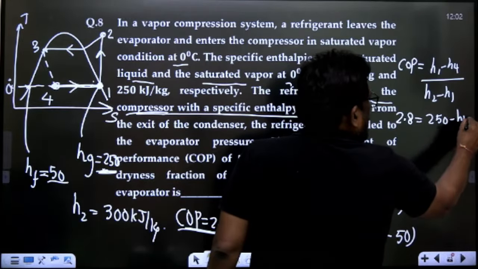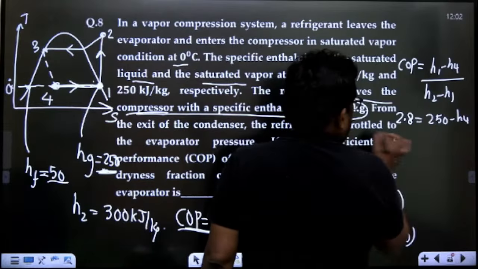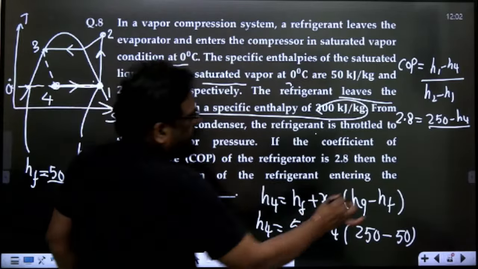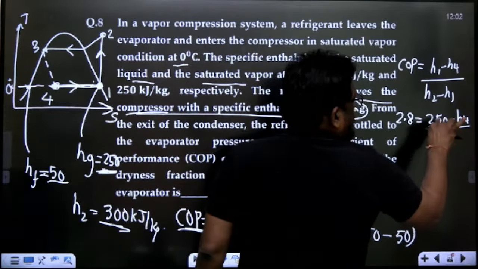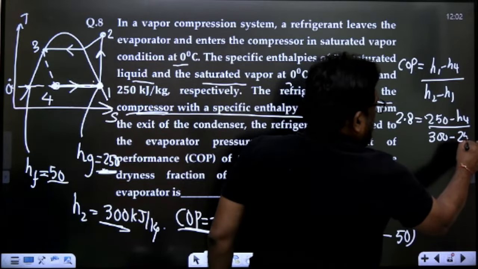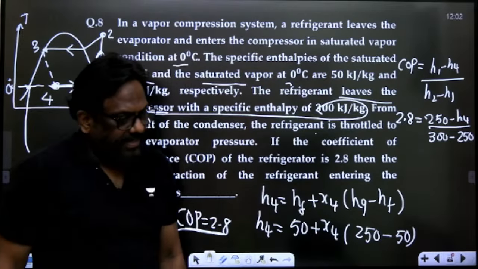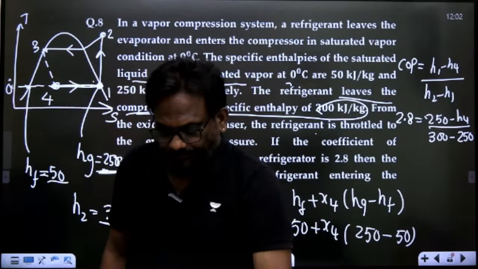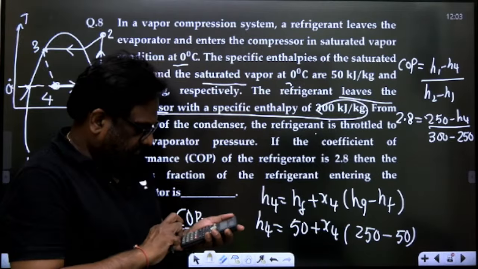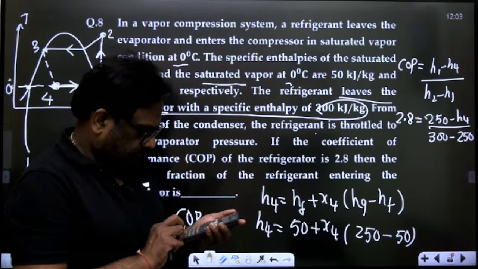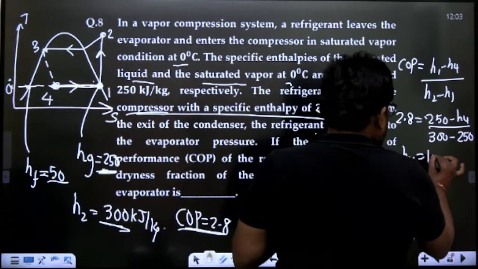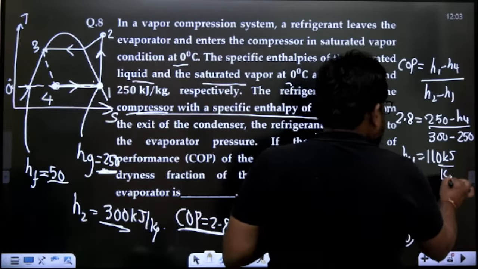I don't know H4. H2 is already given as 300, minus H1, which is 250. Now please give me the value of H4. 2.8 into 50 gives H4. I think I'm getting this as 110. Is this value correct?